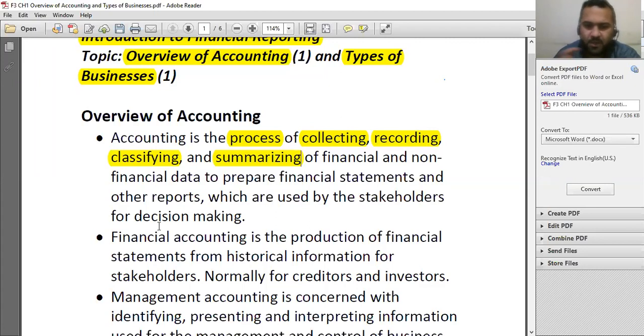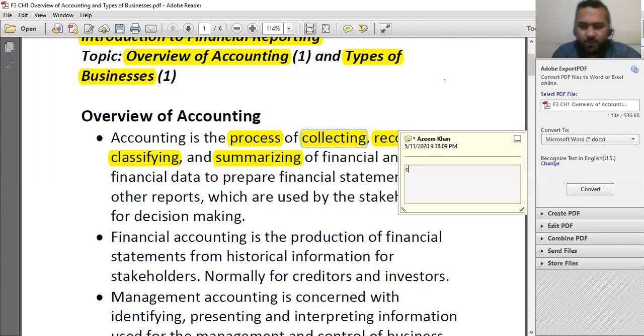Now the same definition, I'm altering it a little bit for financial accounting. Financial accounting will be a process, and it will start from the collecting of financial data, meaning the financial transactions related data. And how are we going to collect? The collection will be performed through source documents. We will collect financial transactions related data through source documents.